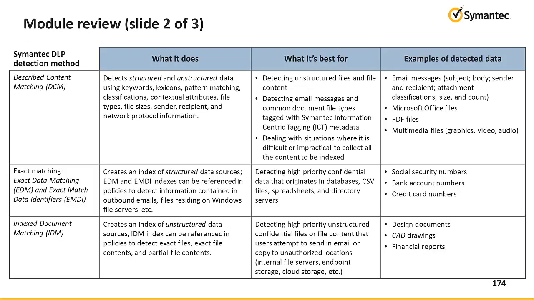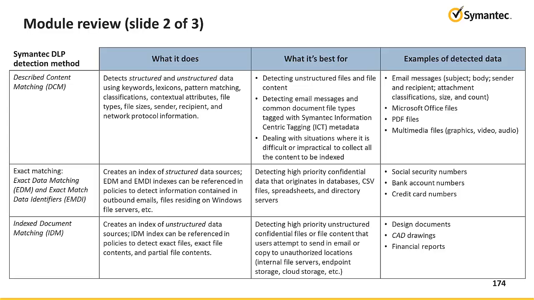To review, the detection technologies or methods included in Symantec DLP to enable organizations to detect confidential data are as follows. Described content matching, or DCM, detects structured and unstructured data using keywords, lexicons, pattern matching, classifications, contextual attributes, file types, file sizes, sender, recipient, and network protocol information. It is best for detecting unstructured files and file content, or detecting email messages and common document file types, tagged with Symantec Information-Centric Tagging, or ICT, metadata. Also, for dealing with situations where it is difficult or impractical to collect all the content to be indexed.